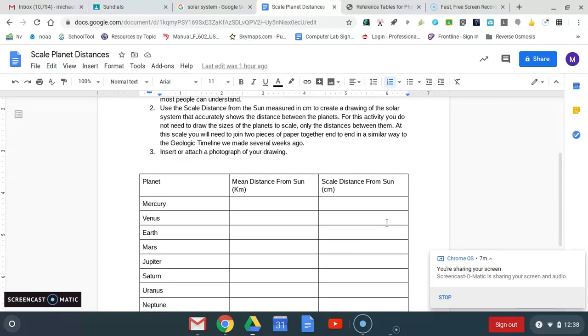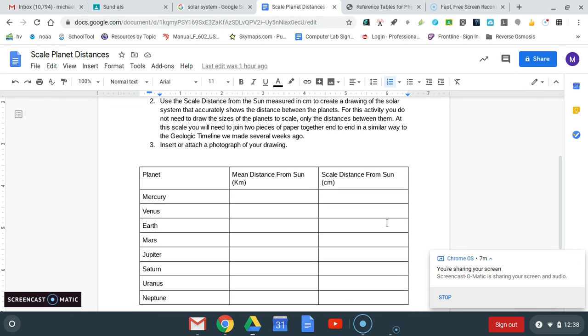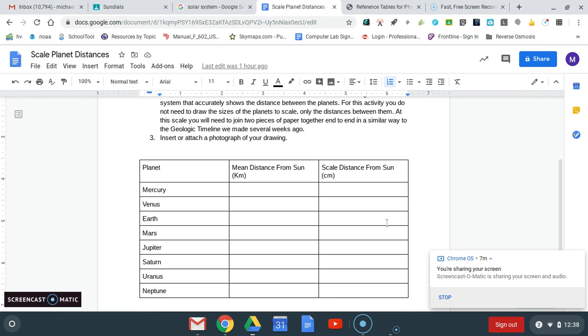To create your drawing, basically what you're going to do is draw these planets on a piece of paper, these distances apart. Now, I'm not concerned that you draw the size of the planet to scale. You did that the other day. So you can kind of just freehand sketch the planet. That doesn't have to be to scale. But I want you to draw the distances between the planets to scale.